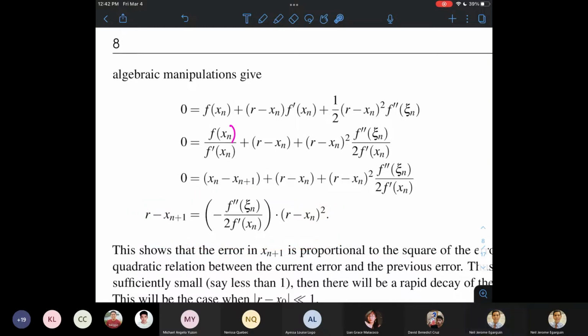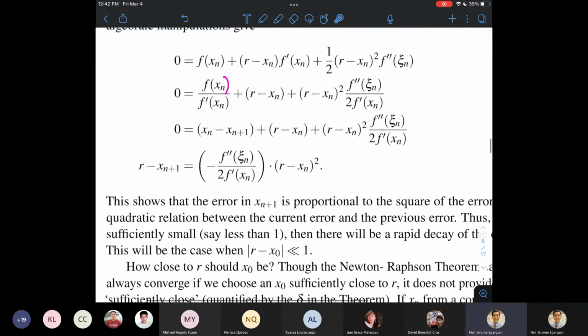Okay. So let's see what this last equation tells us, right? What it says is r minus x sub n, but what is r minus x sub n? This is the error on the n plus 1 iteration, right? r is the actual root.